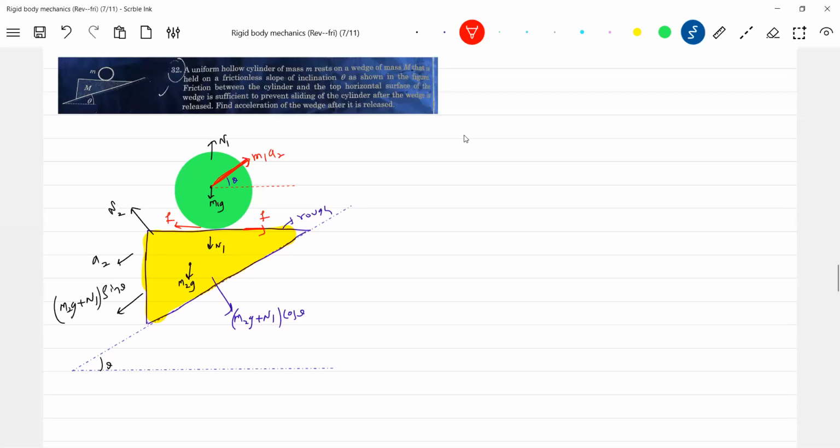And let the acceleration with respect to this center of mass be AR, I'll write it. And it will have alpha. Let me write everything relative. We'll write the equations of motion first. We'll see what we can do further.